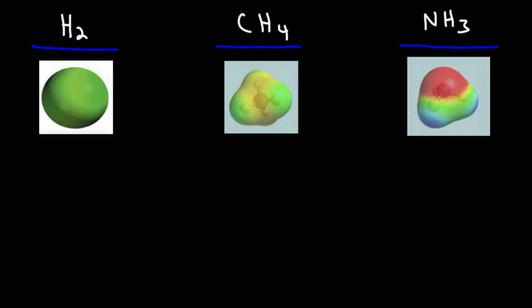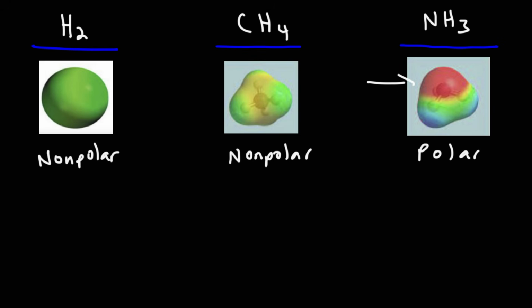Now let's consider the electrostatic potential maps of hydrogen, methane, and ammonia. Now when you see green or yellow-green, for the most part you're dealing with nonpolar molecules. When you see clear distinct colors of red and blue, you're dealing with polar molecules. The red area has a very high negative electric potential. The blue area has a very high positive electric potential. When you see green and yellow, the electric potential is closer to zero, rather than being far apart either in a positive side or in a negative side.